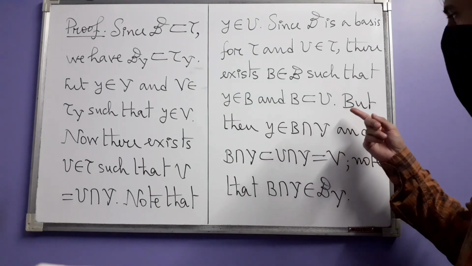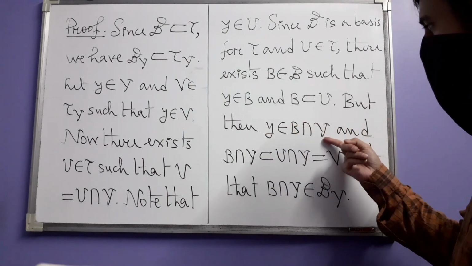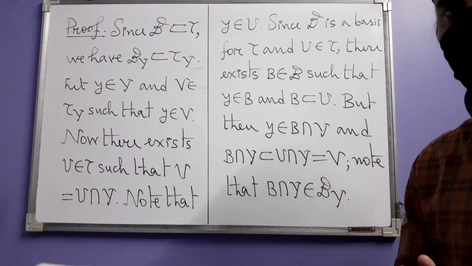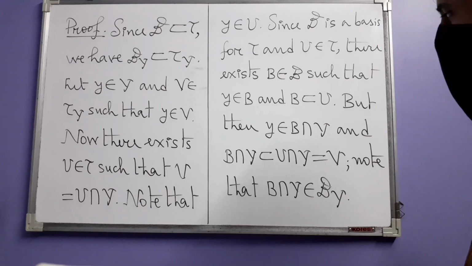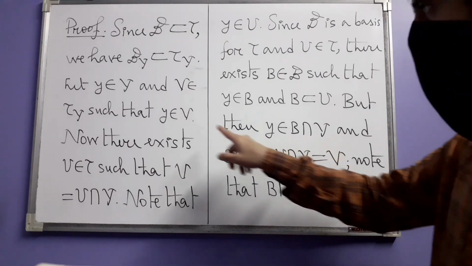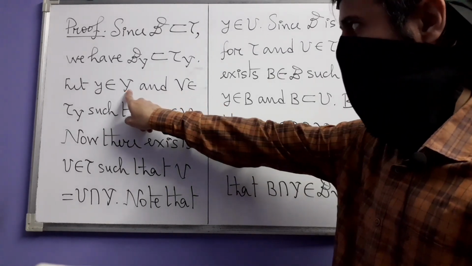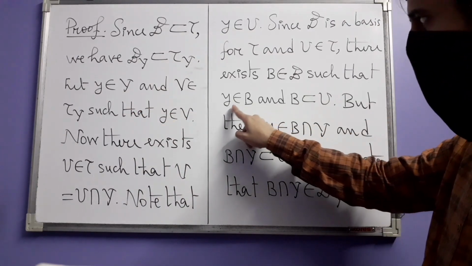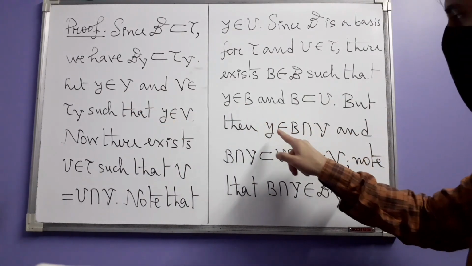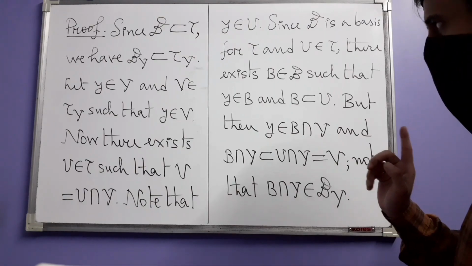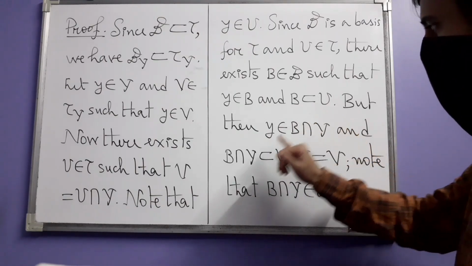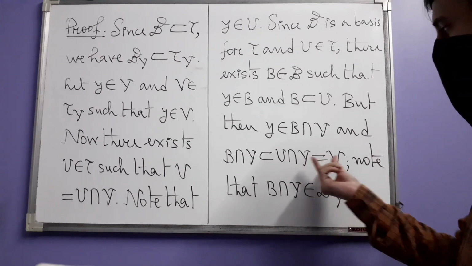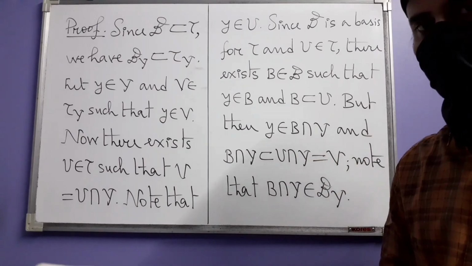So next you get this, but then y belongs to B intersection y, and B intersection y is a subset of U intersection y, which is V. How are we getting this? Well, the point y was already inside the subspace y, and now you found that y is also in B. So obviously y is in their intersection, and because B is a subset of U, B intersection y is a subset of U intersection y, and U intersection y is nothing but V.